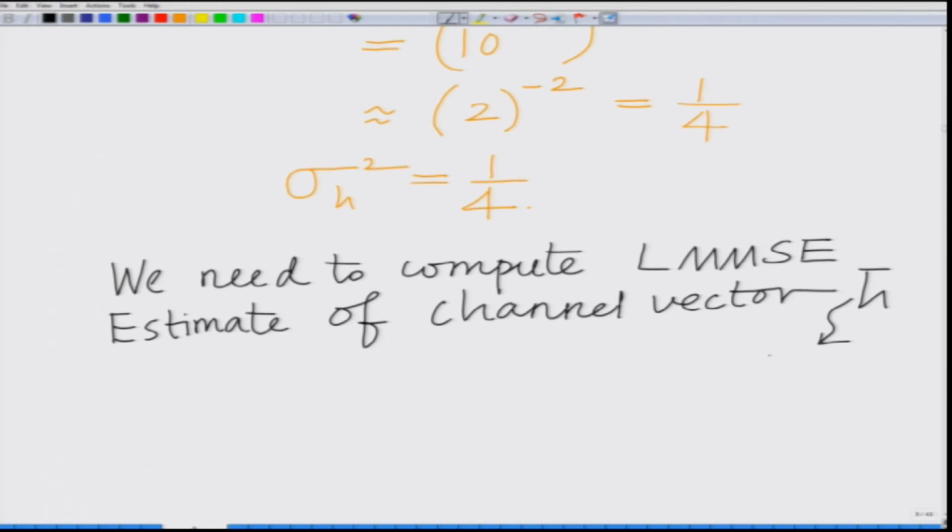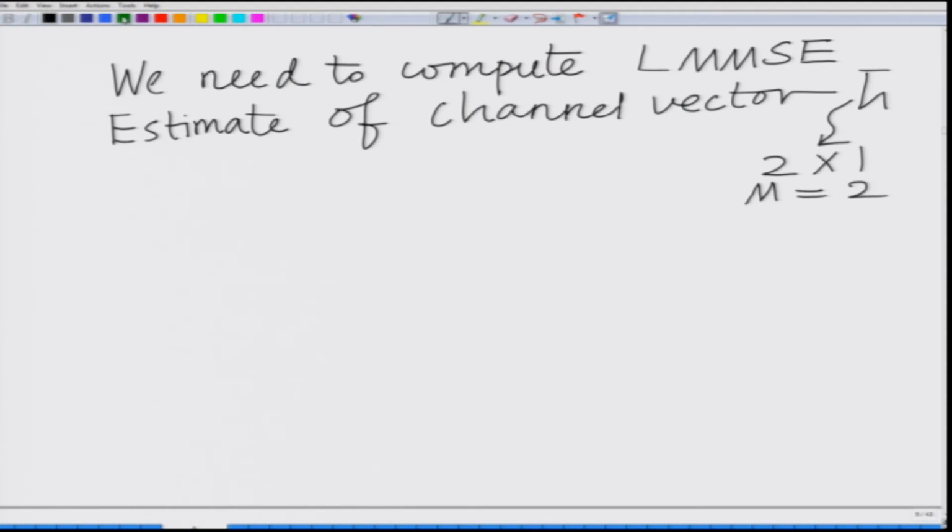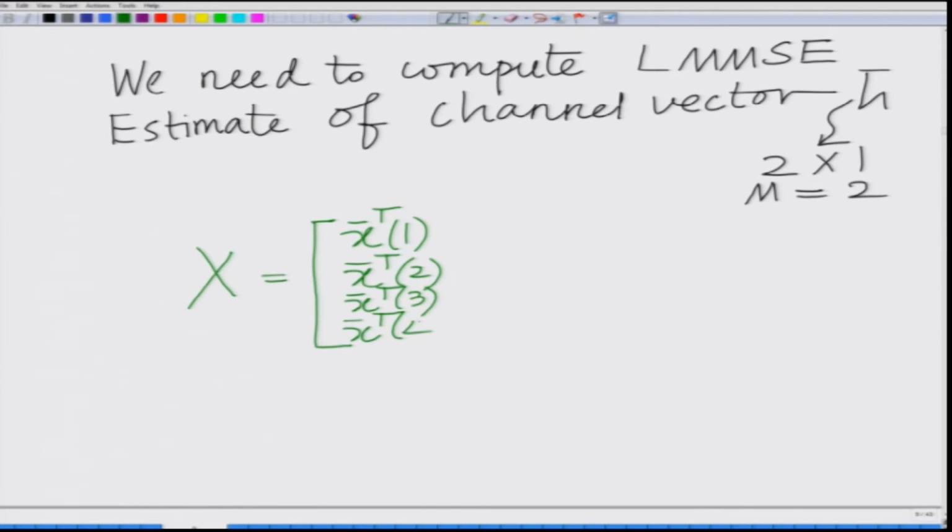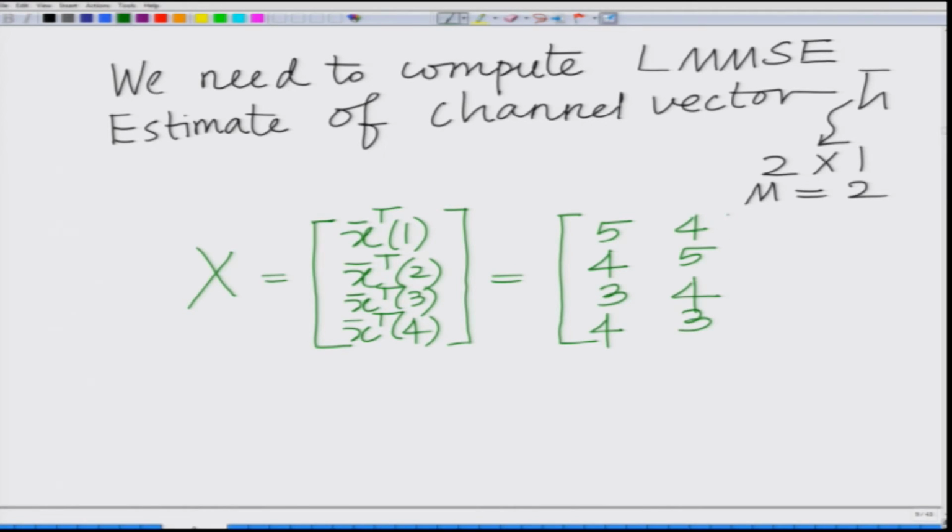By the way, this is an m cross 1 channel vector, which means it is 2 cross 1, since m is equal to 2. We have 2 antennas at the base station. Now for this, first let us form the pilot matrix X, which is equal to X bar transpose of 1, X bar transpose of 2, X bar transpose of 3, X bar transpose of 4, where X bar 1, X bar 2, X bar 3, X bar 4 are the 4 pilot vectors. So this will simply be 5 4, 4 5, 3 4, 4 3, and this is the pilot matrix.